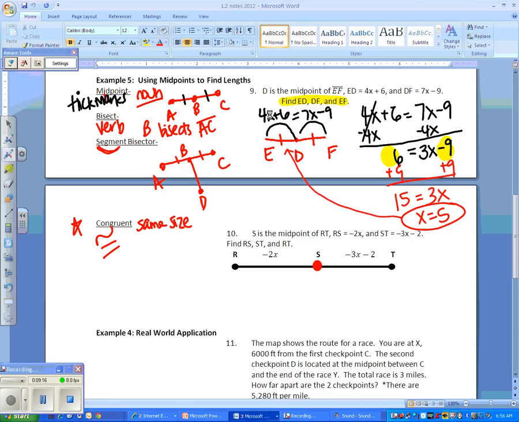So if x equals 5, 4 times 5 is 20, plus 6, this part is 26. So I can say that ED equals 26. Now, some of you guys are going to go on and plug it into here. Totally fine. But didn't we say that these two segments are equal to each other? So that means DF is also going to equal 26. And then if I wanted to know what the whole segment is, EF, all I'd have to do is add these two up. And so you're going to get 52.